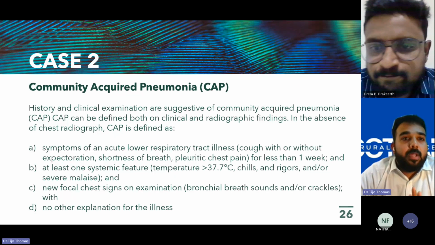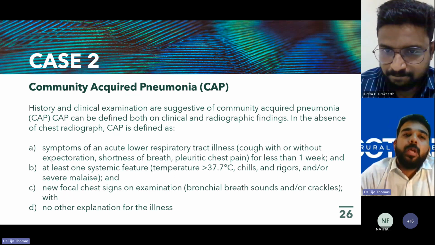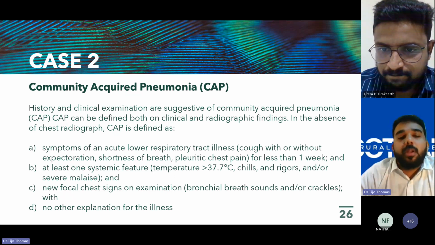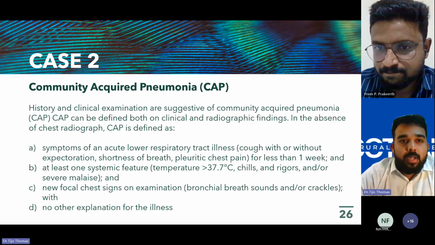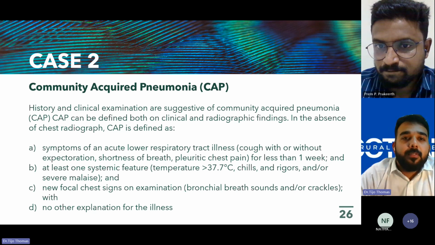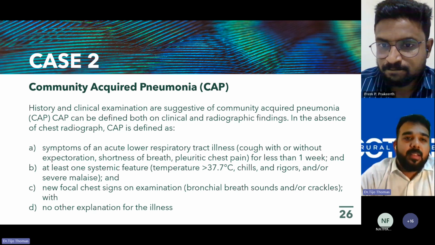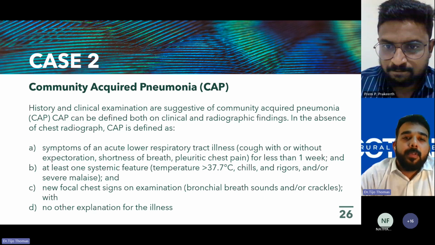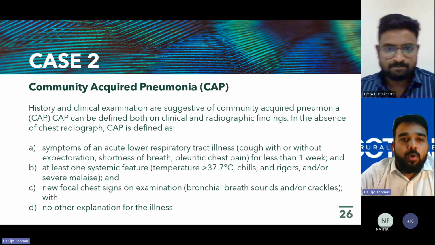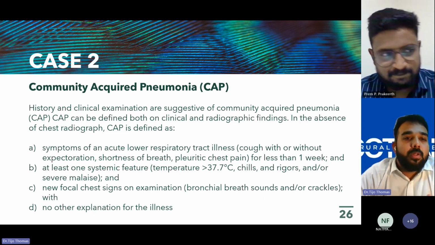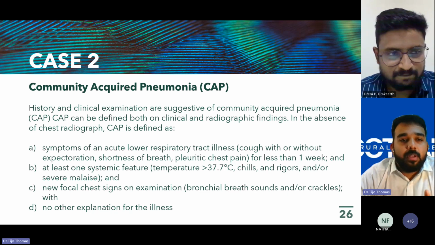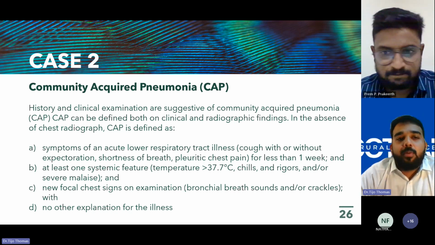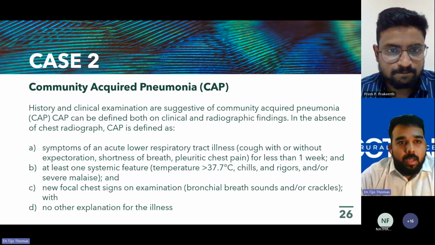So just to quickly summarize, we'll be able to come to a provisional diagnosis even without an X-ray, if there's a history suggestive of acute lower respiratory illness with cough, expectoration, shortness of breath, chest pain for less than a week, and systemic features with fever and chills, and new onset bronchial breath sounds or crackles, and no other explanation of the illness. And obviously, the X-ray will help in our diagnosis.